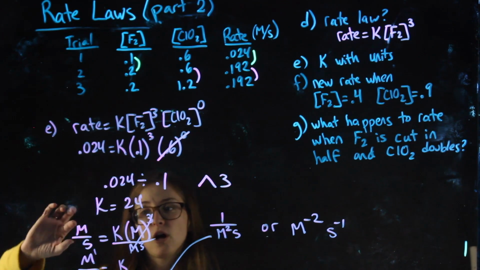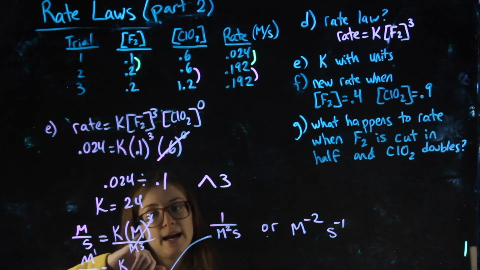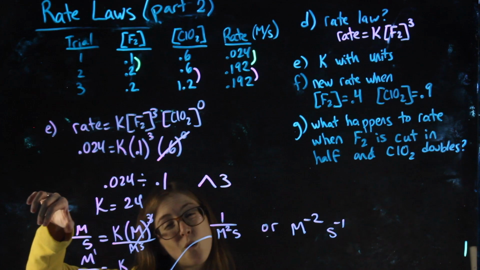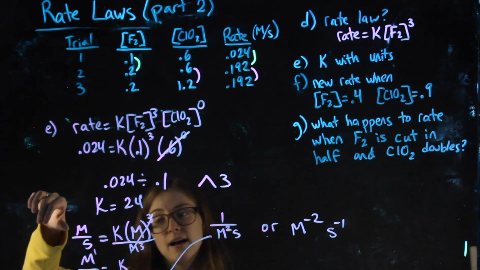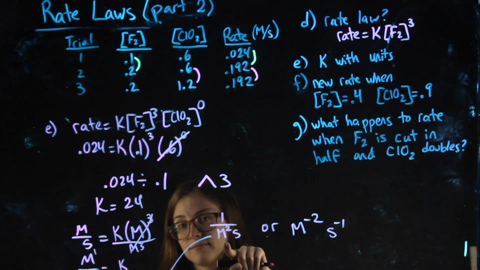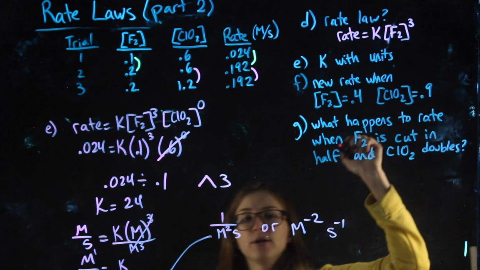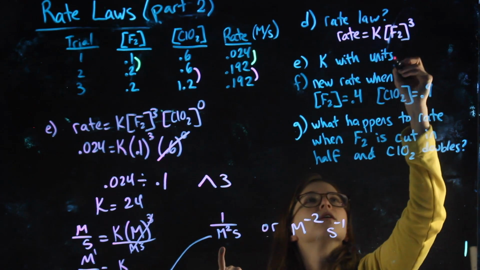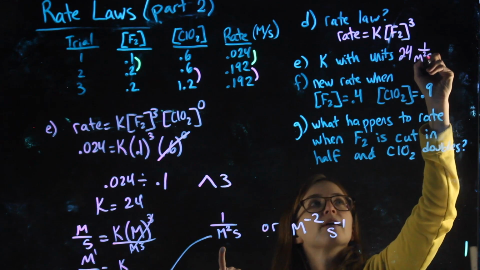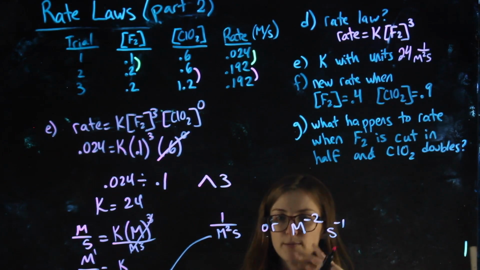But for rate, you'll always plug in m over s. For all the brackets, you'll always plug in m, and then you're just going to simplify. There's always just one m on this side, so you'll always end up with one less m on the bottom when you're done simplifying. So my answer for k with units would be 24 1 over m squared s. Or I could say 24 m negative 2 s negative 1. Up to you.